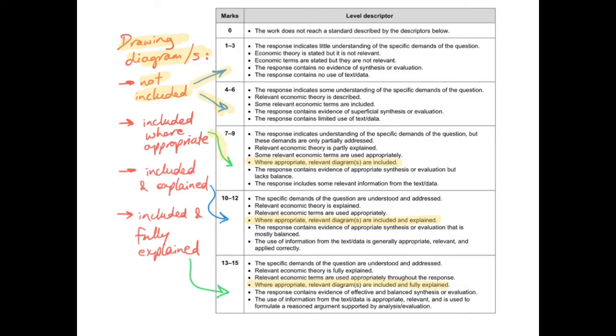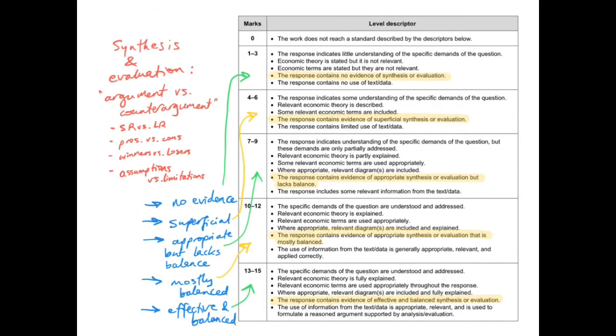Starting from level 3, if you have included a diagram where appropriate or relevant diagrams, that's level 3. If you have included and explained relevant diagram or diagrams, that can get you on level 4 between 10 to 12 marks. If you have included relevant diagrams and fully explained all these diagrams, that will guarantee you access to level 5 between 13 to 15 marks. So when it comes to the skill of diagrams, you want to make sure that you have included relevant diagrams and you have fully explained those relevant diagrams.